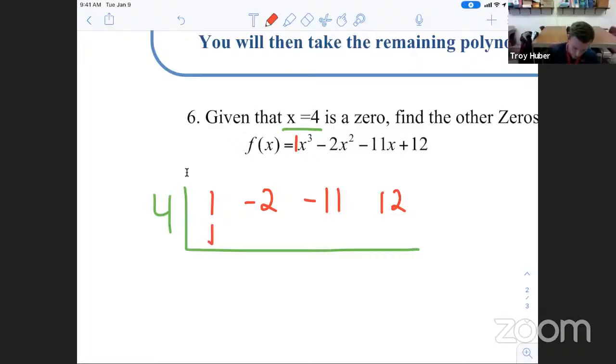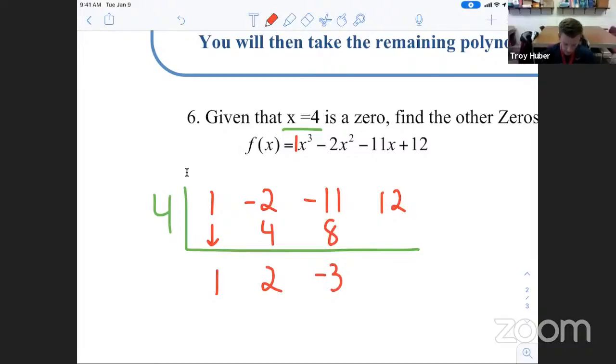All right, bring your first number down, multiply. 4 times 1 is 4, and then add. 4 plus negative 2 is 2. 4 times 2 is 8. 8 plus negative 11 should give us negative 3.